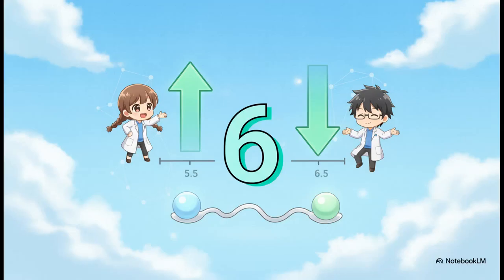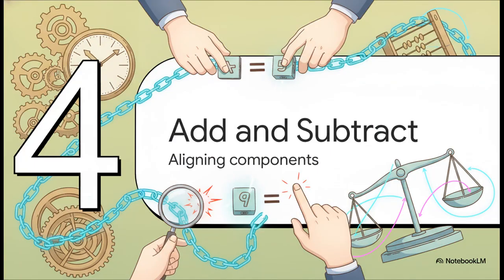And that brings us right back to the answer for our opening question. 5.5 is exactly halfway, right? The nearest even number is 6, so it rounds up. But 6.5 is also exactly halfway. Its nearest even number is 6, so it rounds down. The rounding events perfectly balance out. How cool is that? Onward to Section 4, addition and subtraction.